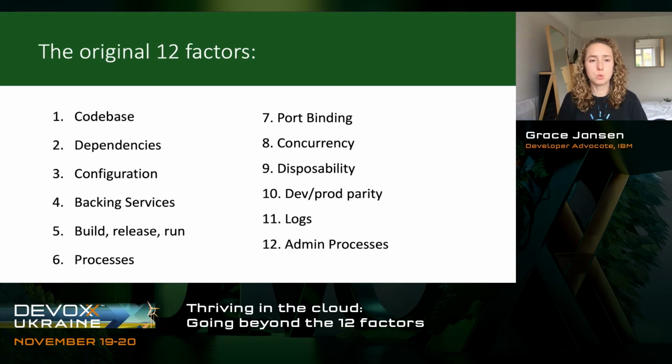So the original 12 factors were codebase, which is essentially all about having one codebase that can be tracked in revision control, but you can have many deploys. Dependencies, so explicitly declaring and isolating dependencies. Configuration, backing services, build, release, run, processes, port binding, concurrency, disposability, dev prod parity, logs, and admin processes. Now, we'll go into each of these in a bit more detail through the 15 factors.